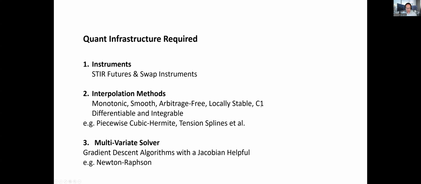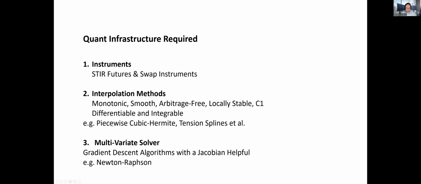The other thing we want is C1 differentiable and integratable. What I mean by that is that we should be able to differentiate your interpolation function, and you should also be able to integrate it. Now, this is very specific for curve building because we need to pick a state variable, which we'll discuss later, and we typically want to select the forward rate and we need to calculate discount factors. And to be able to do so, we need to integrate our forward curve, which will be represented as an interpolation function, so that our interpolator needs to support that.